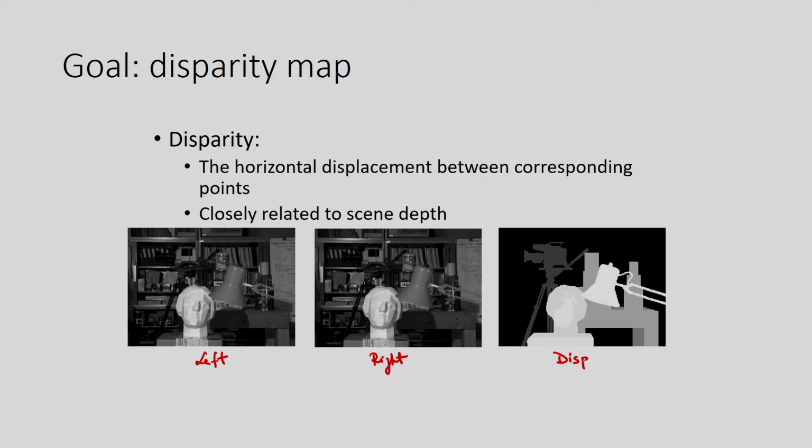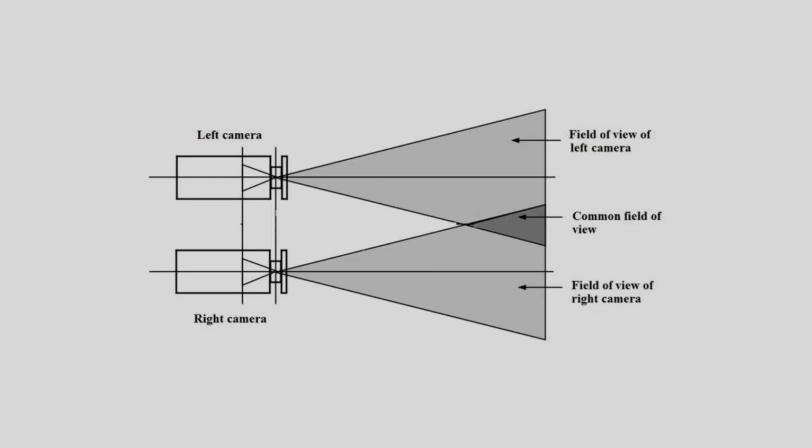So for all the pixels of the image, I am determining the disparity. Then after determining the disparity, I can determine the depth. From this disparity, I am getting the disparity map, and from the disparity map, I can do the 3D reconstruction. So in this diagram, I have shown the common field of view. The two cameras I am considering, the left camera and the right camera, and the portion that is the common field of view.